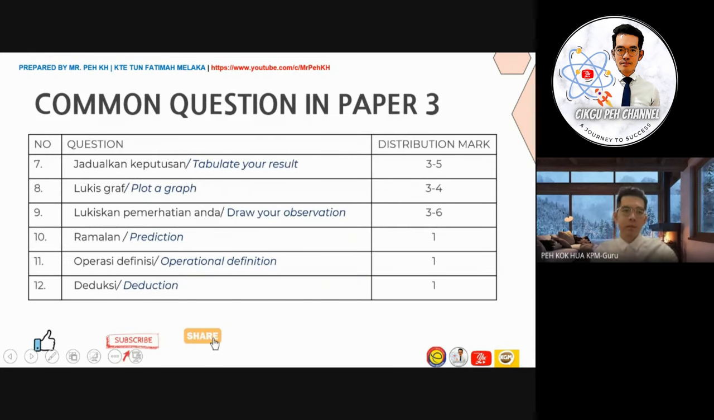Okay, so besides that, you will also see these common questions in your paper 3. For example, tabulation: tabulate your result, then plot the graph, draw your observation, prediction, operational definition, and deduction. Okay, so in this video, I am going to discuss with you how we tabulate your result, then do the prediction, and how we write the operational definition together with the deduction.